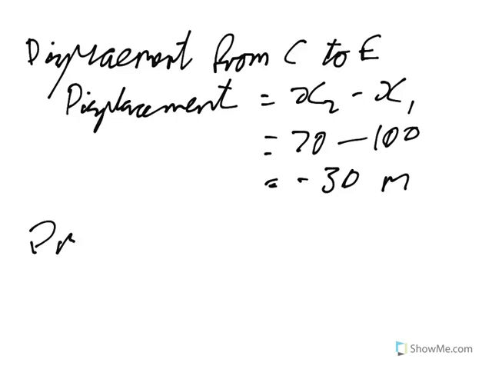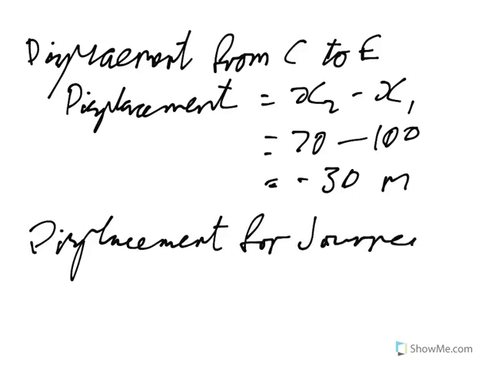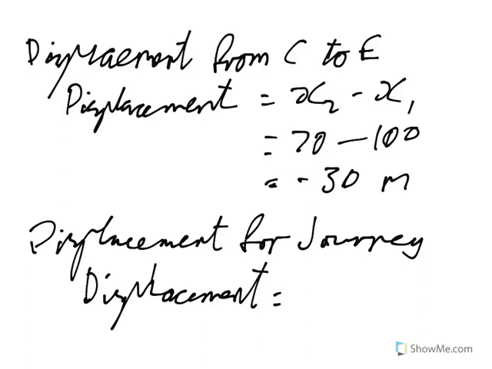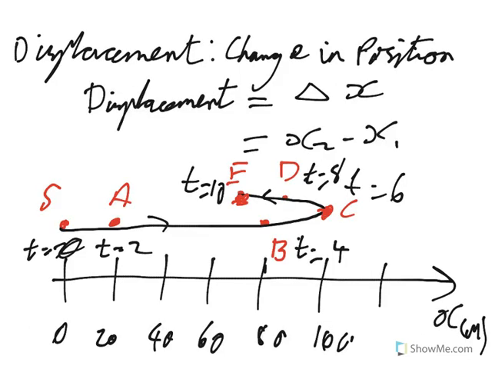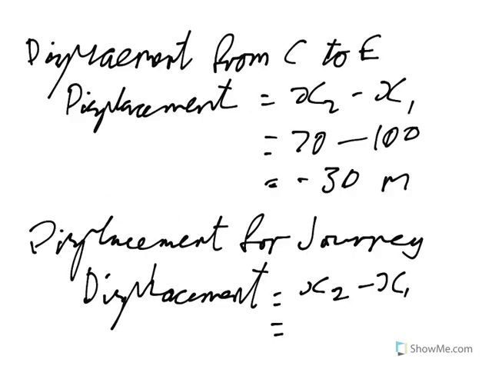Now let's look at the displacement for the whole journey. So displacement equals, again, x2 minus x1, where it finished up minus where it started. So it finished up at E, which is at 70 metres, and it started at S, which is 0 metres.